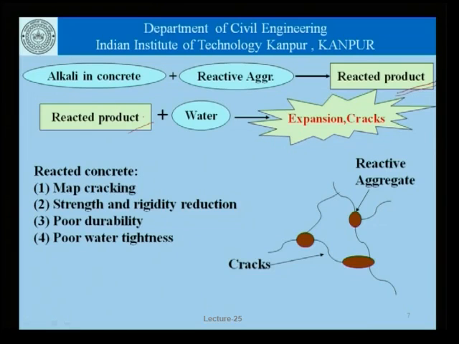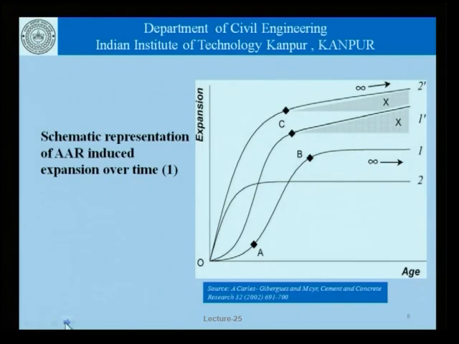So, the alkali aggregate reaction in concrete leads to map cracking, reduction in the strength and rigidity or the modulus of elasticity of the concrete, poor durability and water tightness. This picture again is a schematic representation of the expansion that we see on account of alkali aggregate reaction over a period of time.